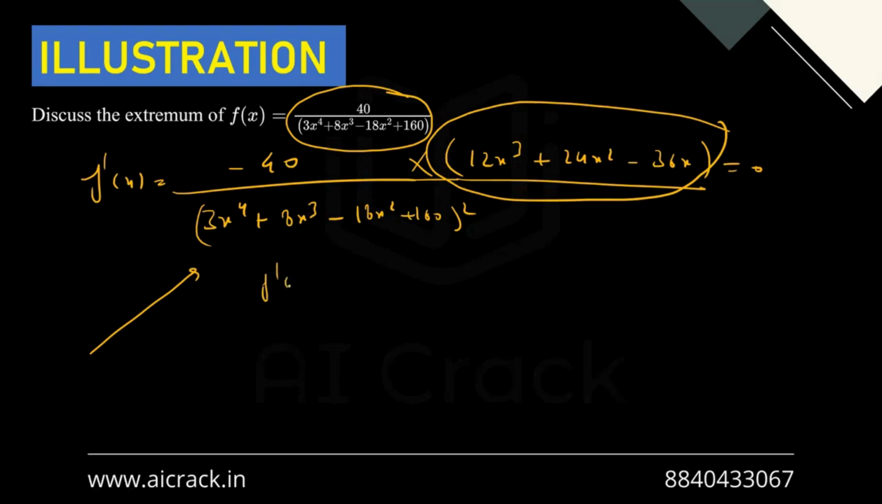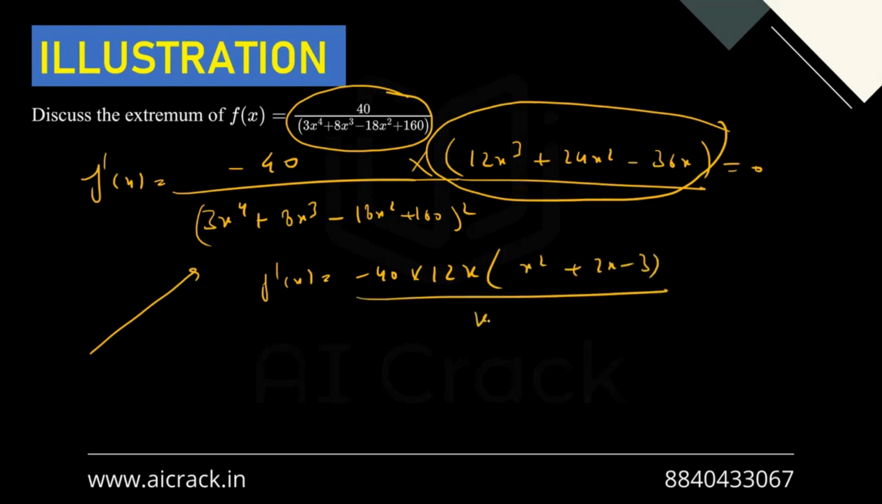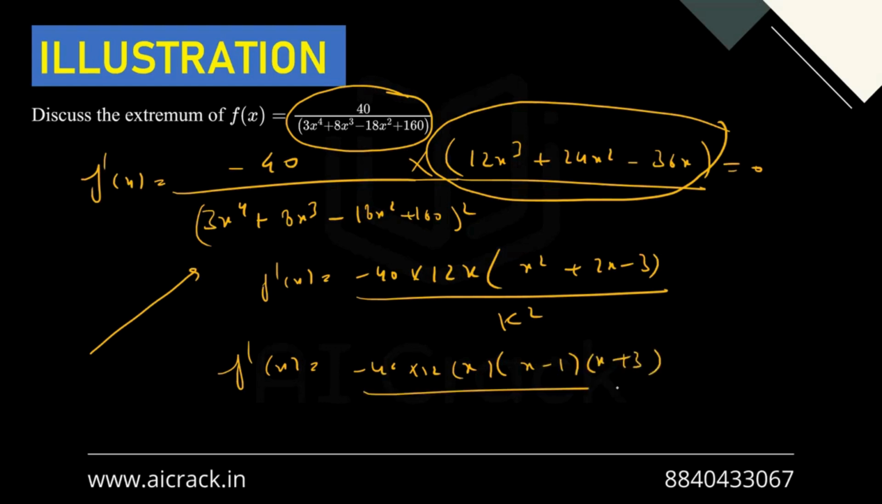So our f'(x) becomes -40 into 12x taken as common over here, we'll be getting (x^2 + 2x - 3) whole divided by, let's say this is some k squared, a positive quantity, right? Always positive. Now f'(x) can be written as -40 into 12x multiplied by (x - 1) and (x + 3) whole divided by some k squared, right? Now this reminds me of the wavy curve method, right?